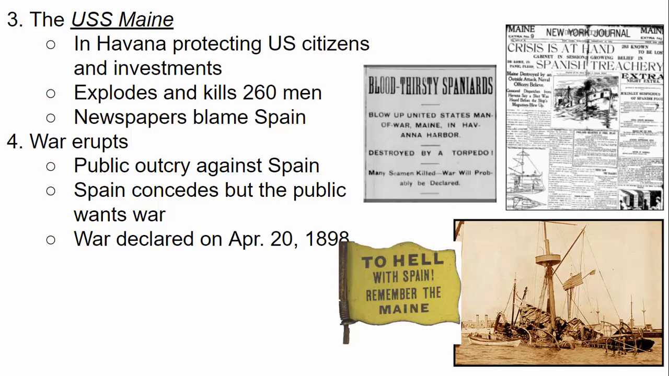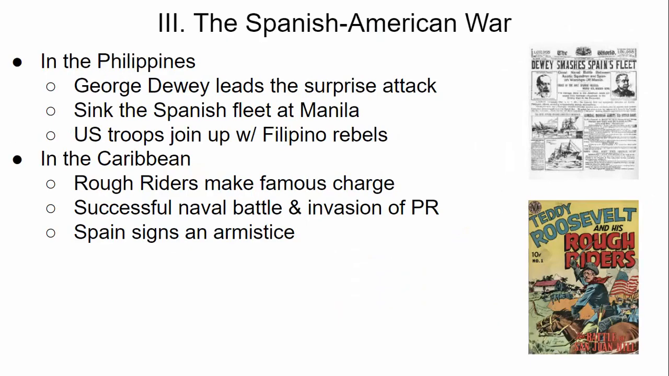McKinley can no longer ignore this public outcry against Spain, and even though Spain actually pretty much surrenders to us, saying, look, we're not trying to have a war, let's solve this, the U.S. public wants war to such a degree that it really can't be ignored anymore. And so Congress declares war on Spain on April 20th, 1898. So we are now in the Spanish-American War.